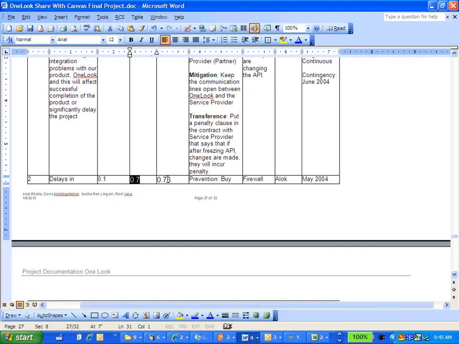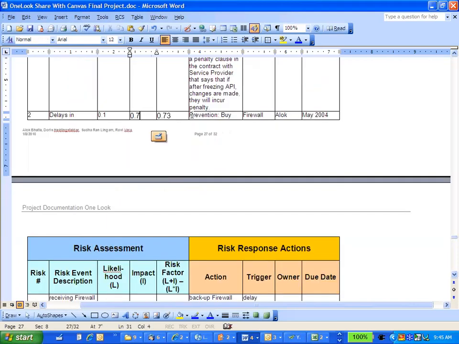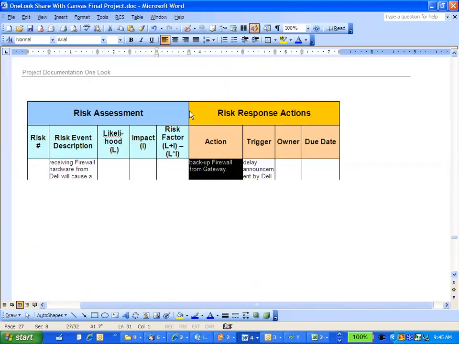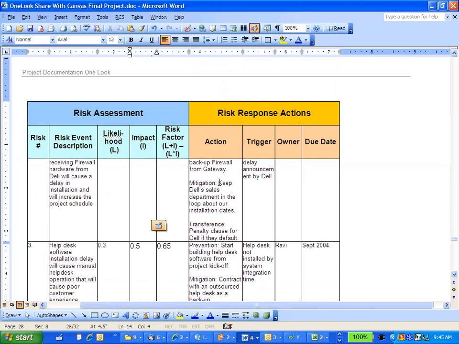Risk factor. What is my prevention action? I can have 4 actions. Buy a backup firewall from Gateway. Right, that's my prevention. My mitigation: keep the Dell sales department in the loop about our installation dates. So I'm lessening the chances of that happening, lessening the impact of this event happening. And transference: put a penalty clause for Dell in case of default.